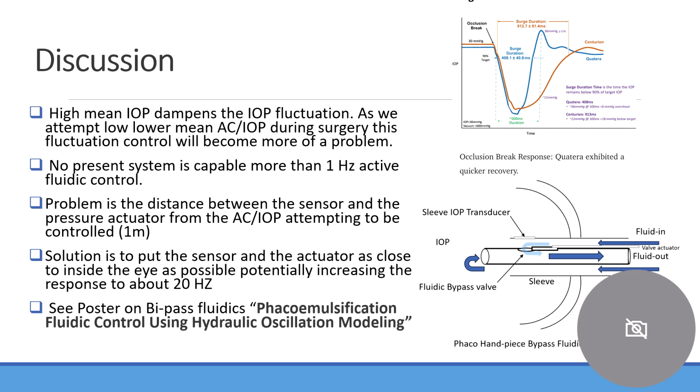At the present time, no system is able to provide more than 1 to 2 Hz of feedback loop IOP control, and the reason is the distance between the IOP sensor and the IOP actuator from the eye is approximately 1 meter. The solution to gaining up to 20 Hz of fluidics control is to shorten the distance down to 0 to 30 millimeters. We present a method of a handpiece bypass fluidics design called Phacoemulsification fluidic control using hydraulic oscillation modeling in a separate video.